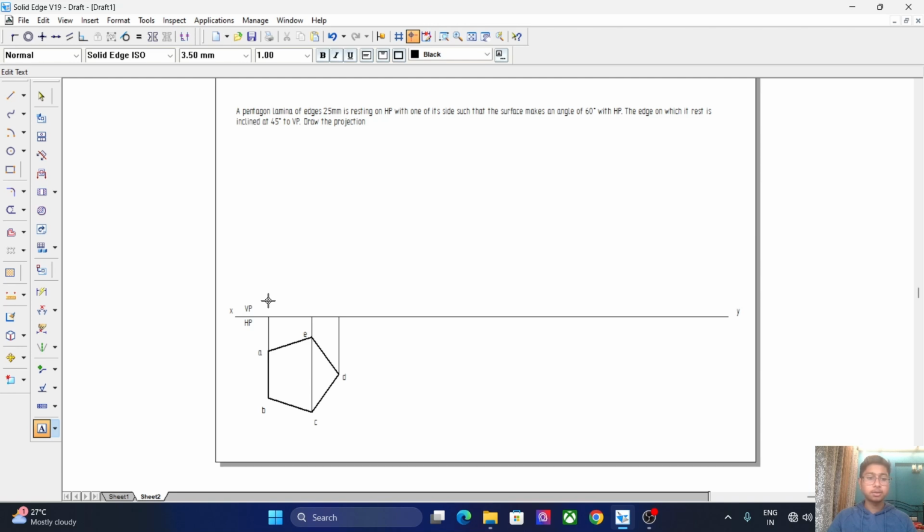For here, B is visible, but E is not visible. So we will be putting B dash in bracket. We will be giving A dash. Similarly for C also, C is visible, but E is not visible. So we will put C dash in bracket E dash.